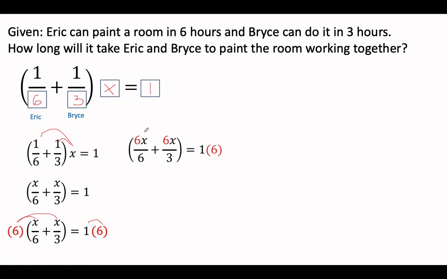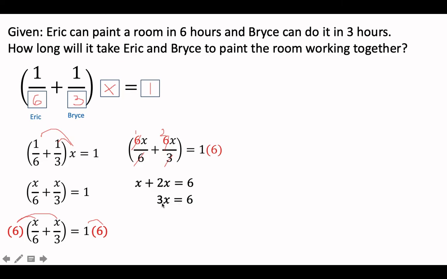And then next we will simplify. 6 divided by 6 is equal to 1. Then here 6 divided by 3 is equal to 2. Then 1 times 6 is 6. Next, x plus 2x, since they are common terms, we can combine them. 1x plus 2x makes 3x. Write down equals, write down 6.